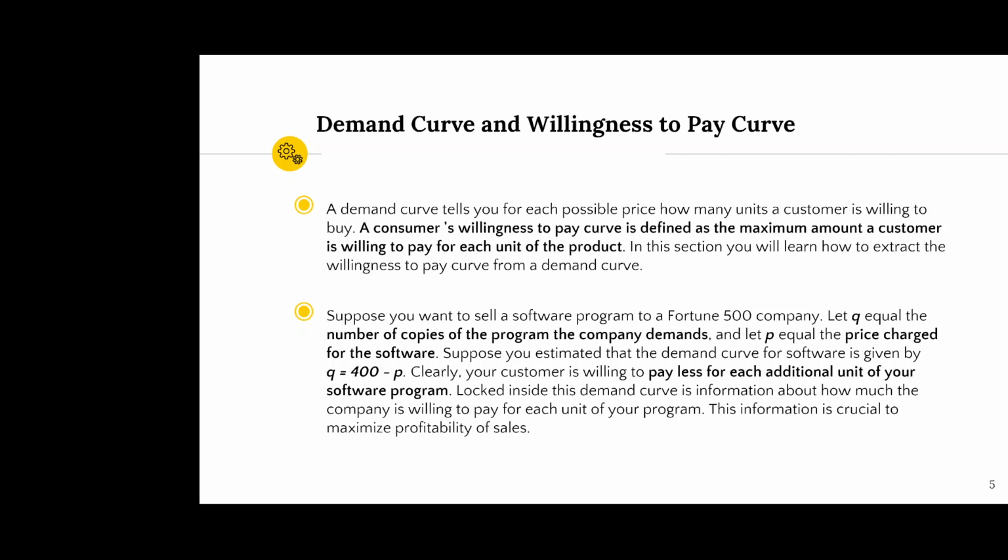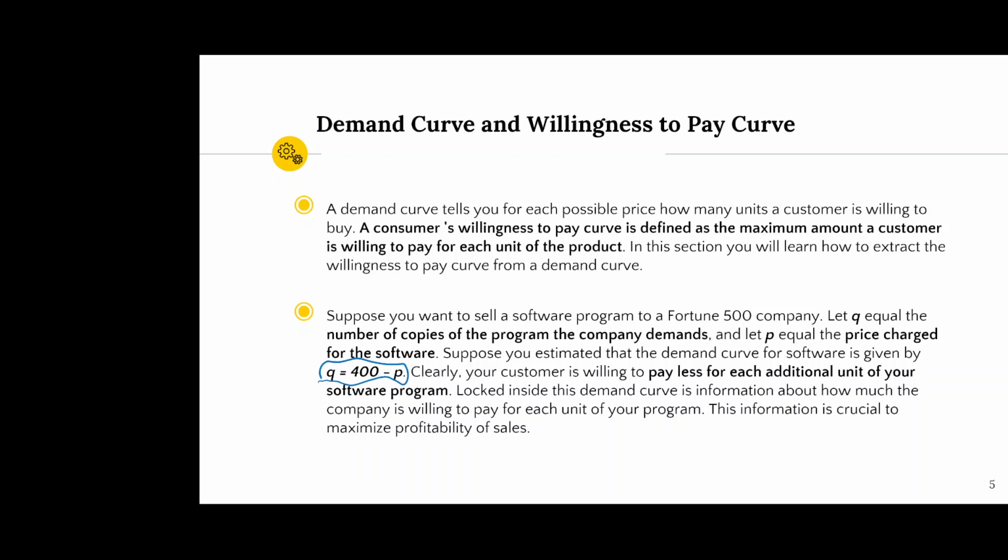So let's take this example. Suppose that you want to sell software to a big company, a Fortune 500 company, one of the big companies in the United States. Let quantity be denoted by Q, the number of copies of the software. And let's say that the demand is given by this formula: quantity equals 400 minus P. Then P would be equal to the price charged for each software.